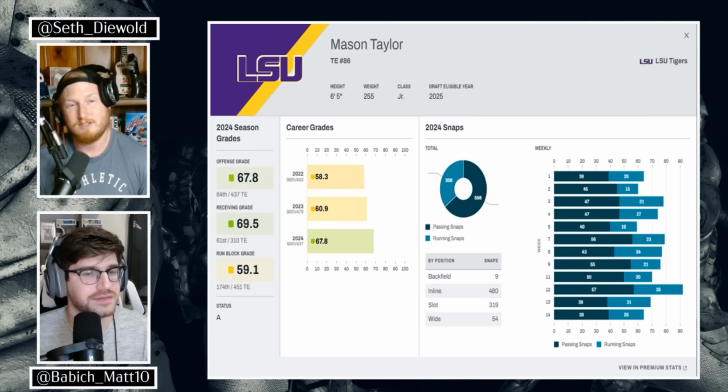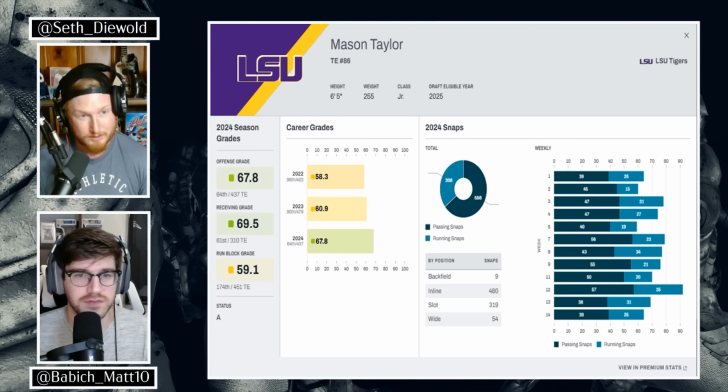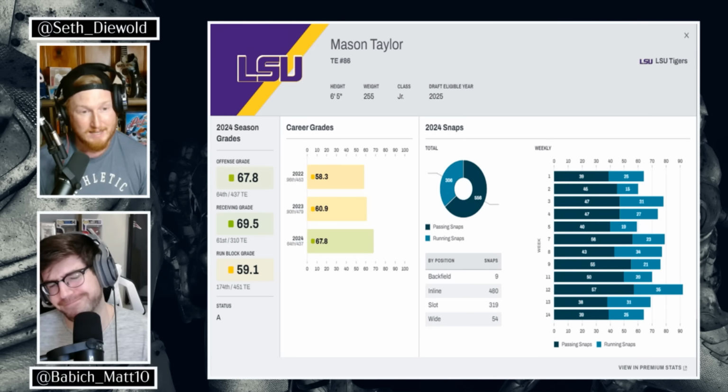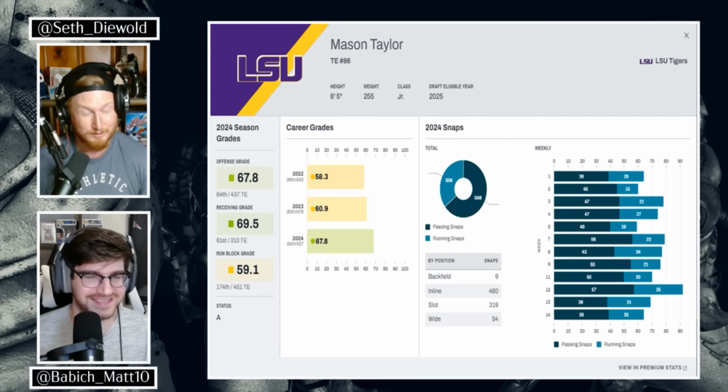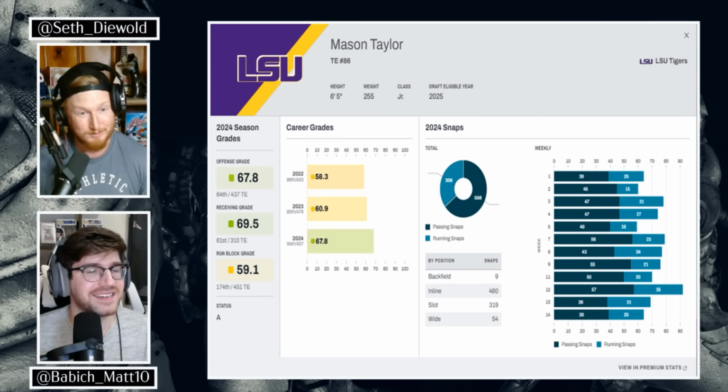Mason Taylor, I don't think it's crazy to think that he could have a 20% target share in year one. And if that's the case, Cole, you're looking at me sideways, but Cole Kmet had a 19.3% target share in 2023 with DJ Moore on the team. So what are you thinking about Mason Taylor?